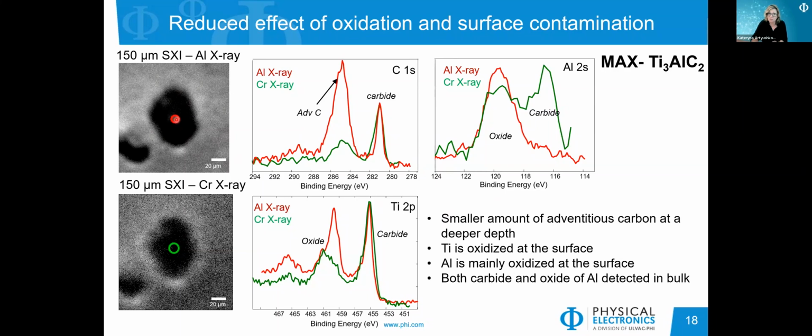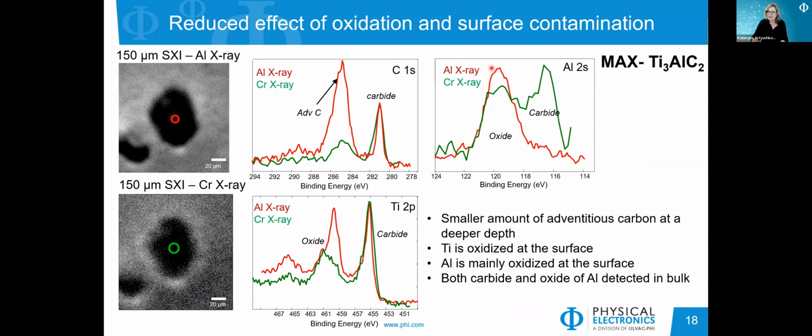In this case, we're using the smallest microprobe, so around 8 microns for aluminum, around 14 microns for chromium. And we can obtain small area spectra. You can see that using the aluminum source, we have a huge peak from adventitious carbon, and I normalized it to the carbide peak. While with the chromium source, we still detect a little bit of carbon, but it's much less prominent. So we don't need to do any cleaning using an ion gun if we are concerned that we may induce damage, for example.